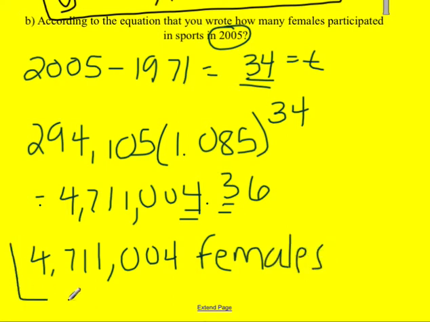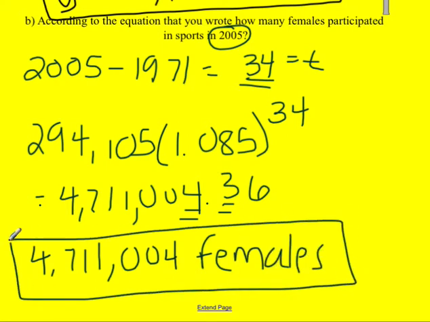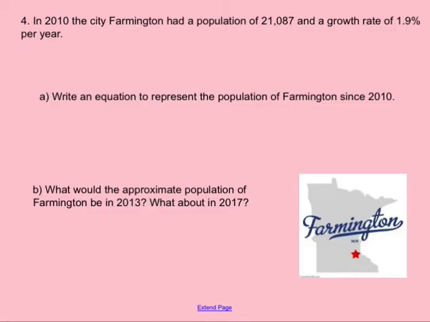So whenever you're talking about living things, you always need to round to the nearest living thing. Let's take a look at number 4. In 2010, the city of Farmington had a population of 21,087. Okay, so that's going to be our starting point. The growth rate of 1.9%.